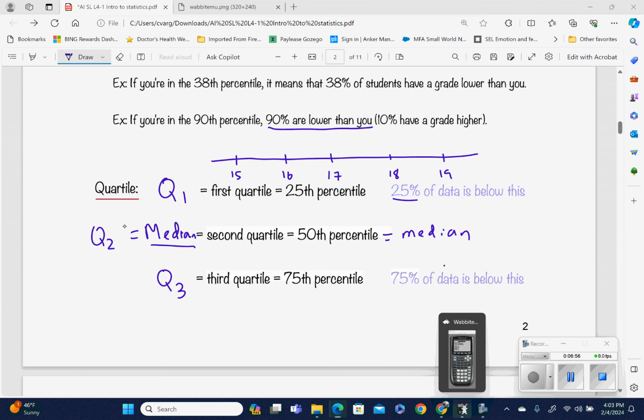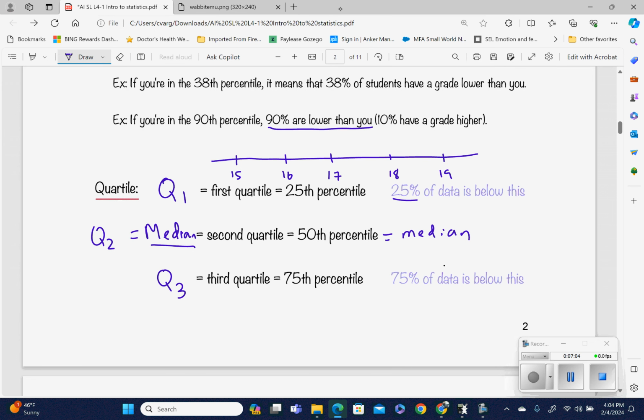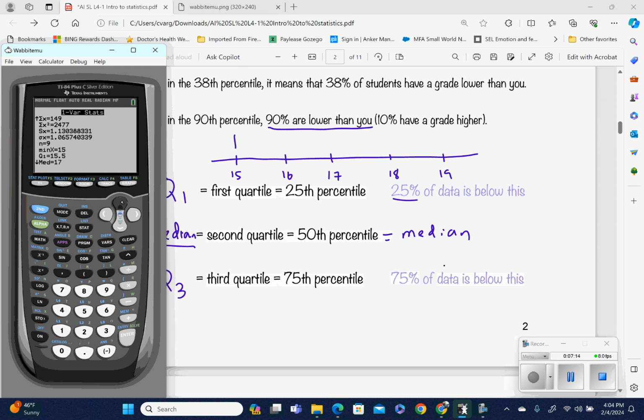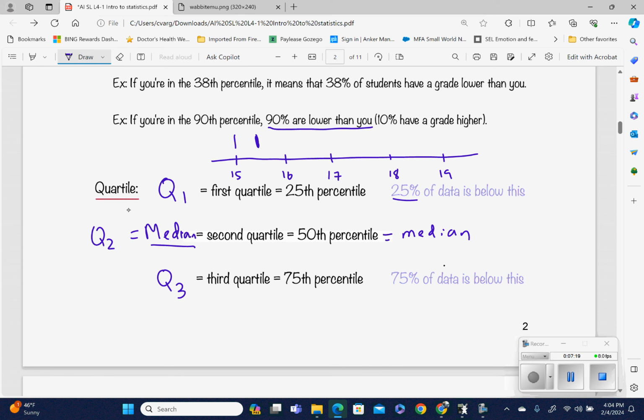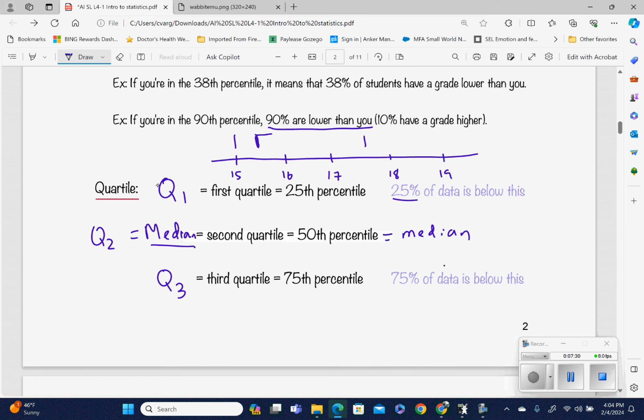So I'm going to build a box and whisker plot given the data that I have. I notice that my min is 15, so I'm going to go to 15 and put my minimum right there. The next thing I'm going to do is find my Q1. Q1 is 15.5, so that's where my box is going to start. I'm going to end my box at Q3. Q3 is 17.5, so this is where my box is going to end.